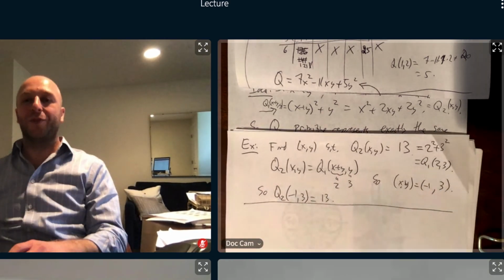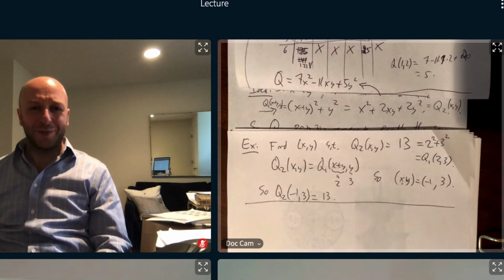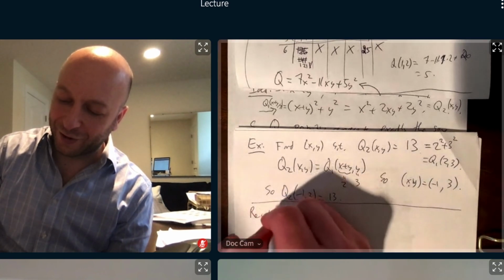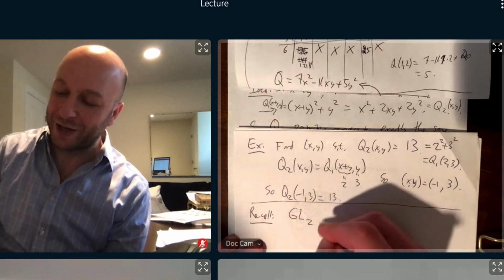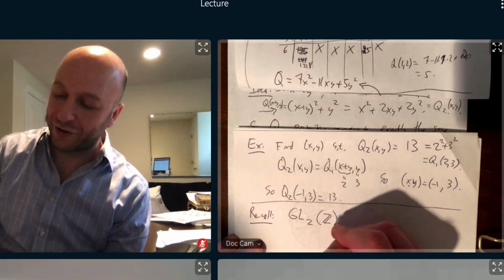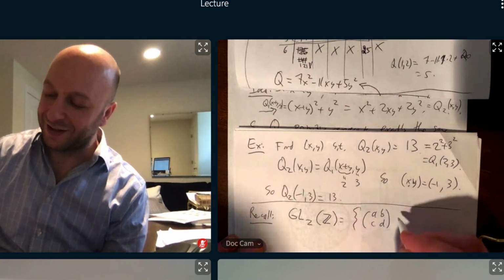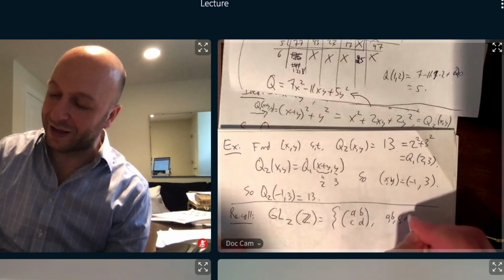Now, just one more thing from linear algebra. Do you guys know about general linear groups? Have you seen general linear groups? Yes. Okay, good. So recall GL2 of the integers: these are 2 by 2 matrices A, B, C, D with A, B, C, and D integers.